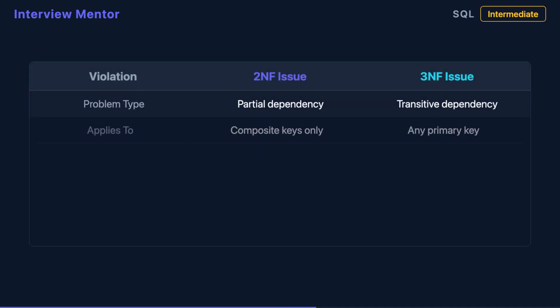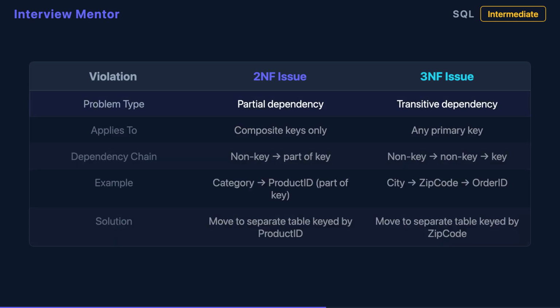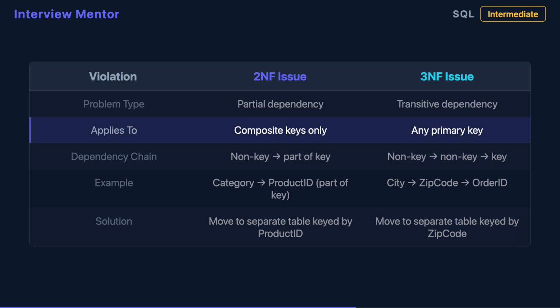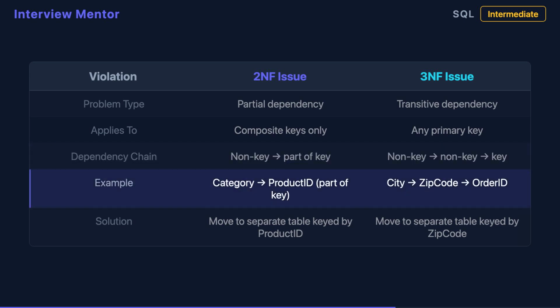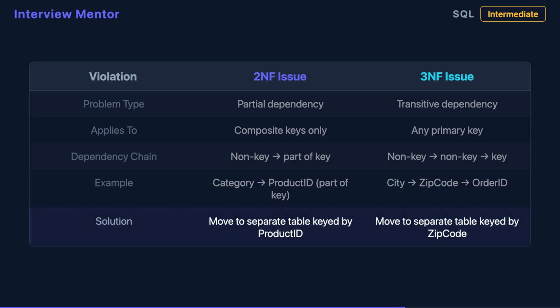Here's a concrete example. Imagine an order details table with order ID and product ID as a composite key. If you store the product category there, it only depends on product ID, violating 2NF. Move category to a products table. Now suppose you add a customer zip code that determines the customer city. City depends on zip, not the order ID, so that violates 3NF. Move zip and city to a customers table.